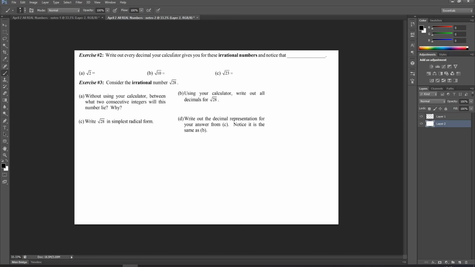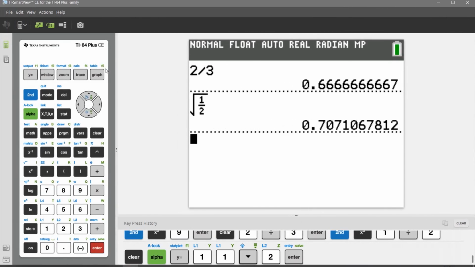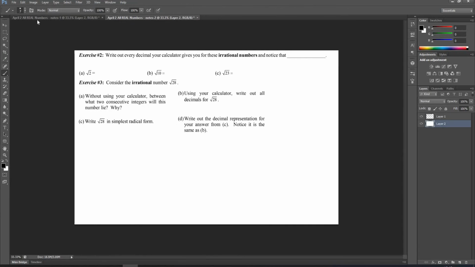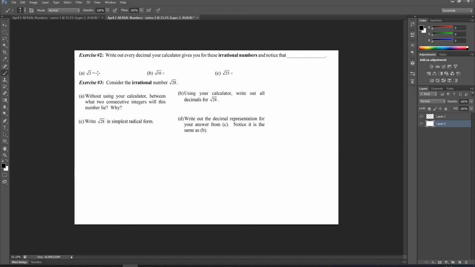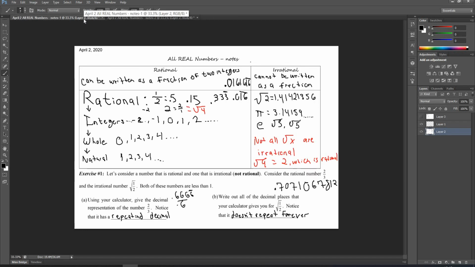Okay. We also have our second exercise. In this one, we're going to be looking at more practice with using the calculator. We want to write out every decimal your calculator gives you for the irrational numbers. Let's start with, I think I already did square root of 2, did I not? I already got square root of 2, so 1.4121356. I think I copied that right. 1.412.